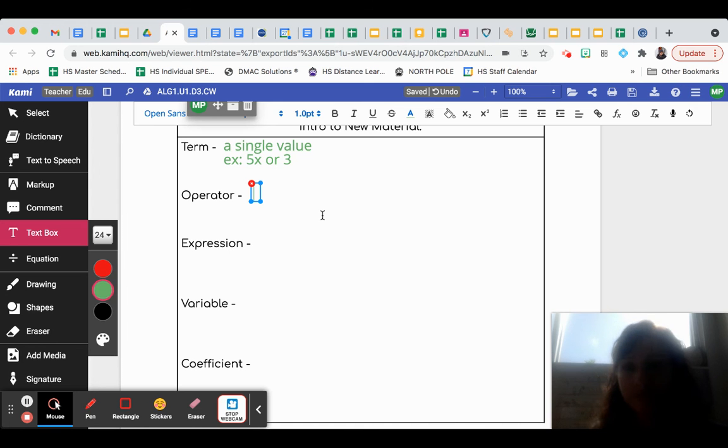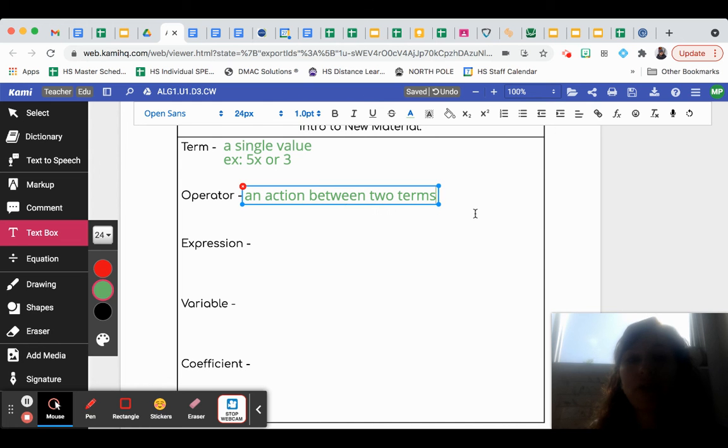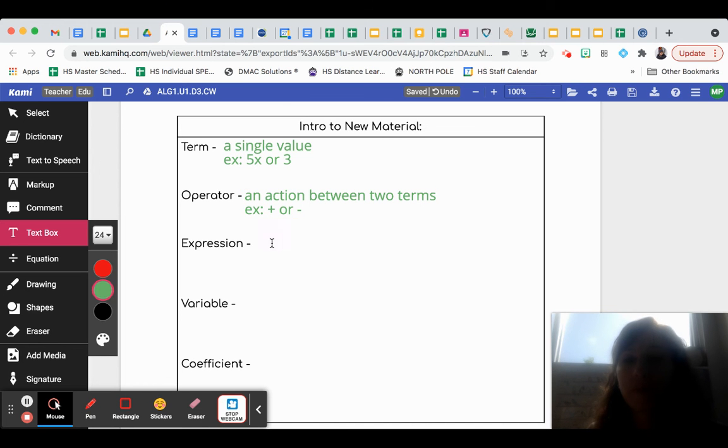An operator is simply an action between two terms. An action between two terms. And that sounds complicated, but it's really not. Some examples of an operator would be plus or minus. So for example, I could say 5x minus 3. My terms would be the 5x and the 3. My operator would be the minus or subtraction symbol. Fun fact for you guys, minus, subtraction, negative, they're all kind of the same thing. They're just telling us reduce.